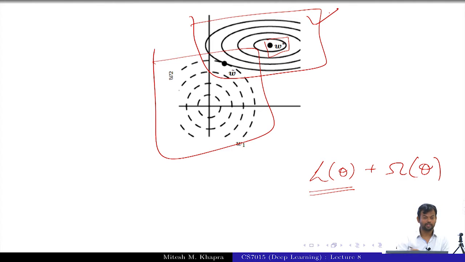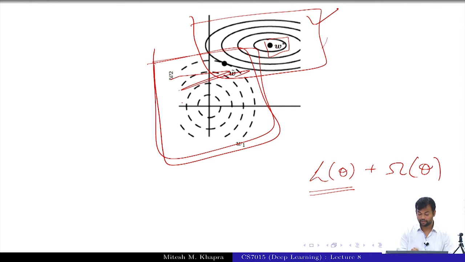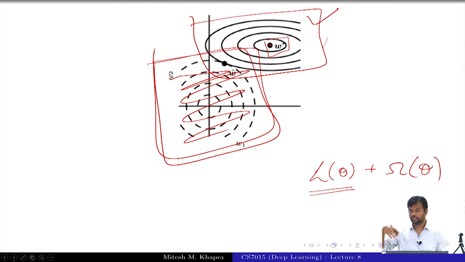This box is the contours of L theta. This box, contours of omega theta. So just ignore this part of the figure for now. This I have marked as W star. W star was the solution when I only had the unregularized loss. That was the solution when I had the unregularized loss.